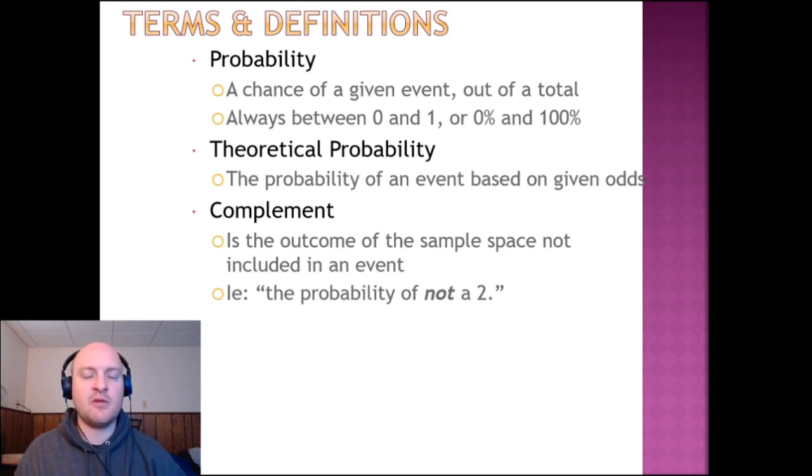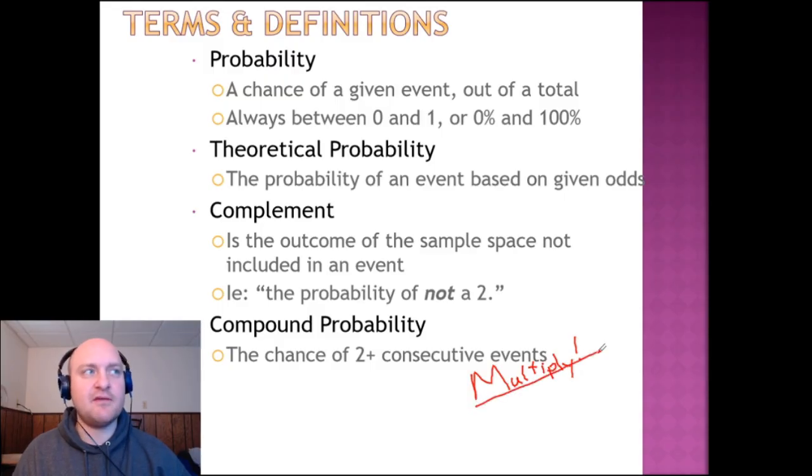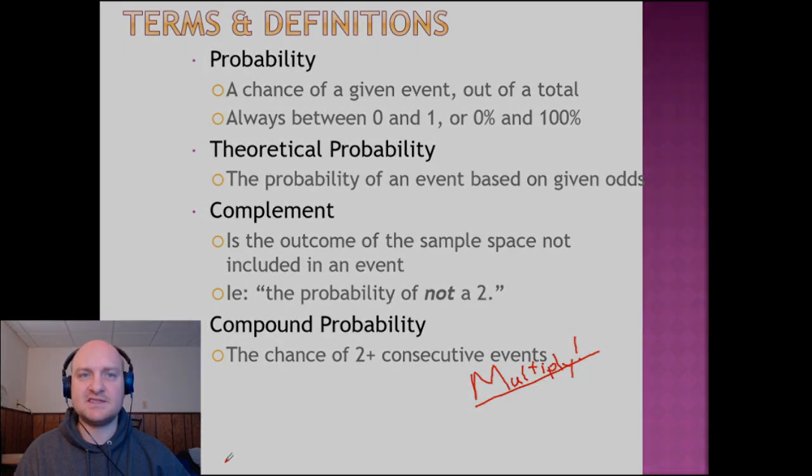So if I want the probability of not a 2, then I want the probability of the opposite of rolling a 2. Now this last one on compound probability is important because if you have multiple events that you're trying to test for, say rolling 2 dice, then you are going to have to multiply the probability of each 1 dice to make the final result. The key factor here is that you will have to multiply multiple events together.